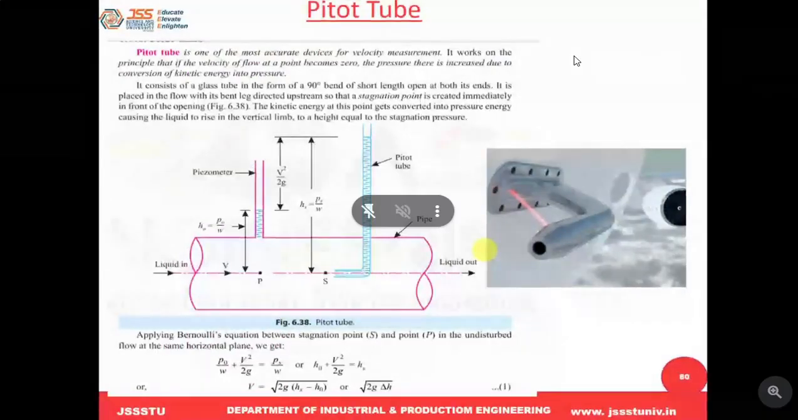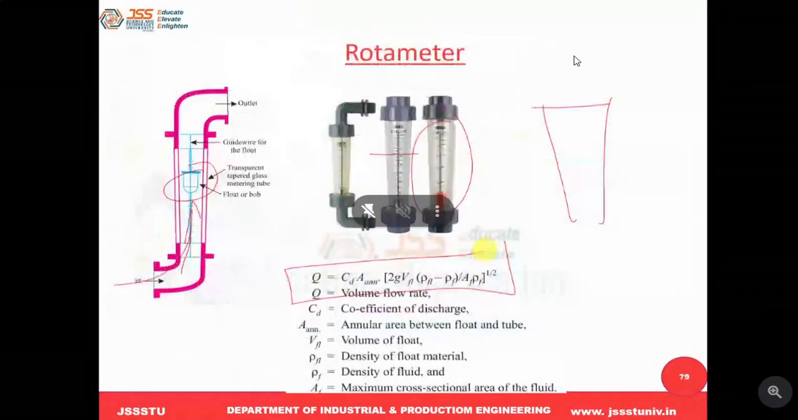Keep this in mind, the pitot tube will never measure the discharge. Actually, it is used to measure what?